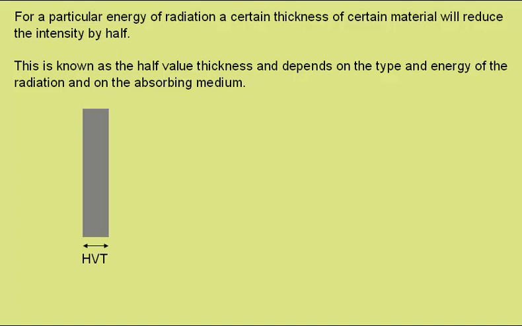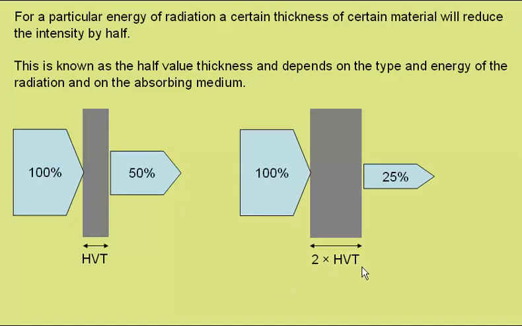Here we have a slab of material of the half-value thickness, and if 100% of the radiation enters on the left, only 50% will exit on the right. If we have twice the half-value thickness, then 100% entering will reduce to 50% when it gets halfway, and the 50% at halfway will have reduced by half again to just 25% at this point. So the intensity falls off exponentially.